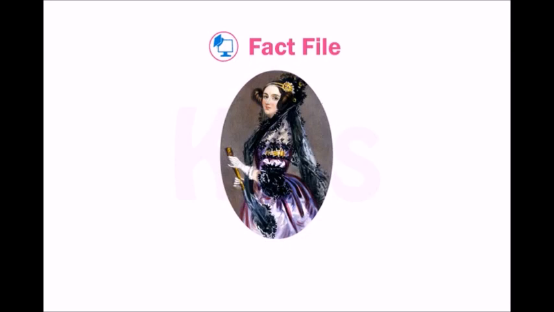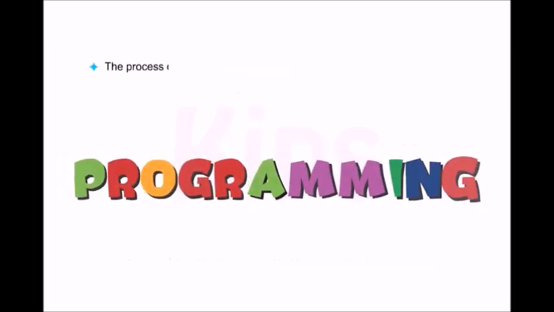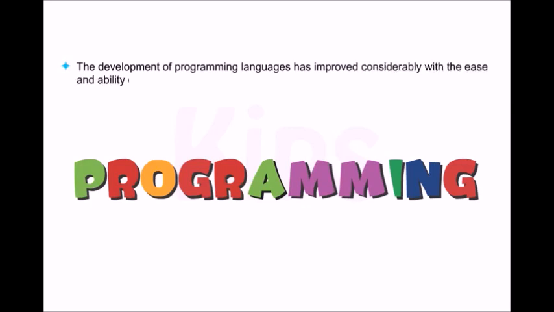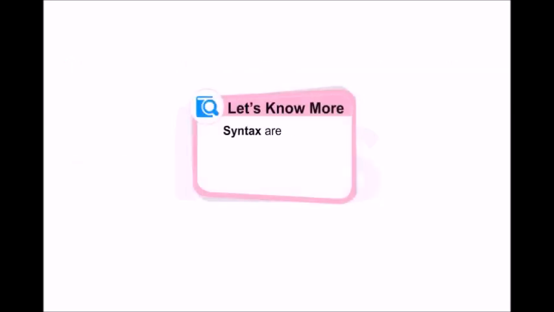Who is she? She is Lady Ada Lovelace, first computer programmer. The process of writing specific instructions in a computer language is called programming. Each programming language has its own specific rules. The development of programming languages has improved considerably with the ease and ability of programmers to write powerful application programs. Students, please note that syntax are the rules governing the formation of statements in a programming language.